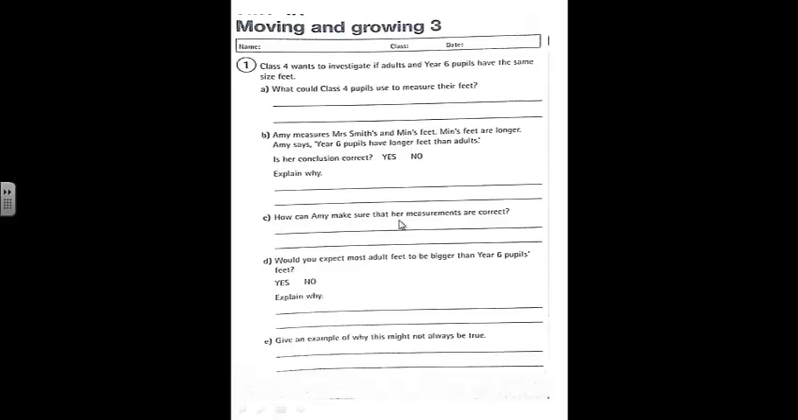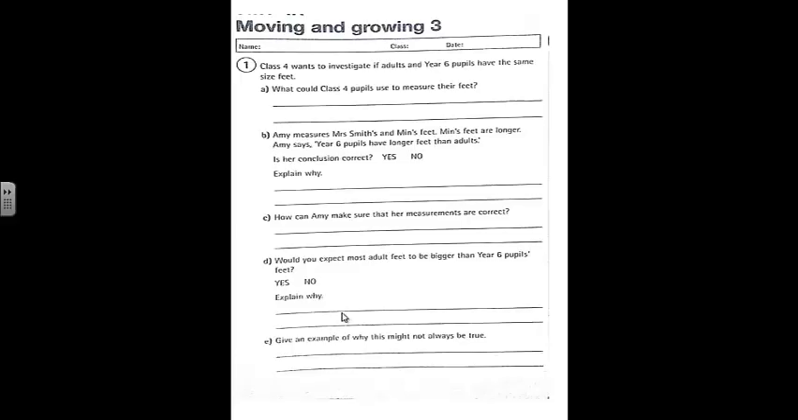How can Amy make sure that her measurements are correct? She must measure more feet. She must use more results. She must increase the number of people that she is comparing. So the answer is, how can Amy make sure that her measurements are correct? She must make more results. She must measure more adults compared to more grade 6 students.